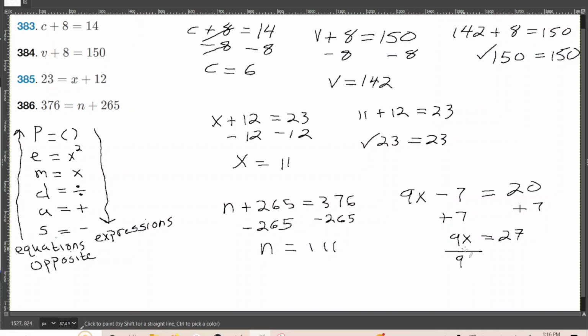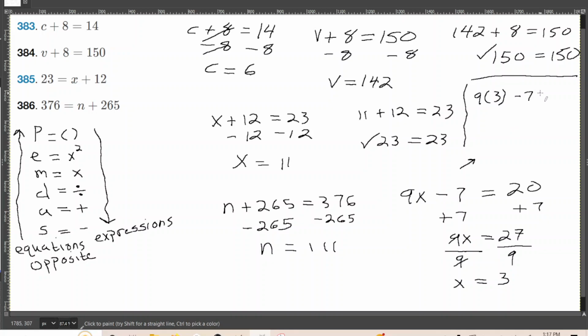So 9 over 9 will get rid of it, right? 9 over 9 cancels. It becomes x on this side. And how many 9s fit into 27, right? So that's 3. So x equals 3. And now we could always substitute to double check ourselves, right? So we have 9 times 3. Let me maybe box this in so we can not get too confused here with all the problems.